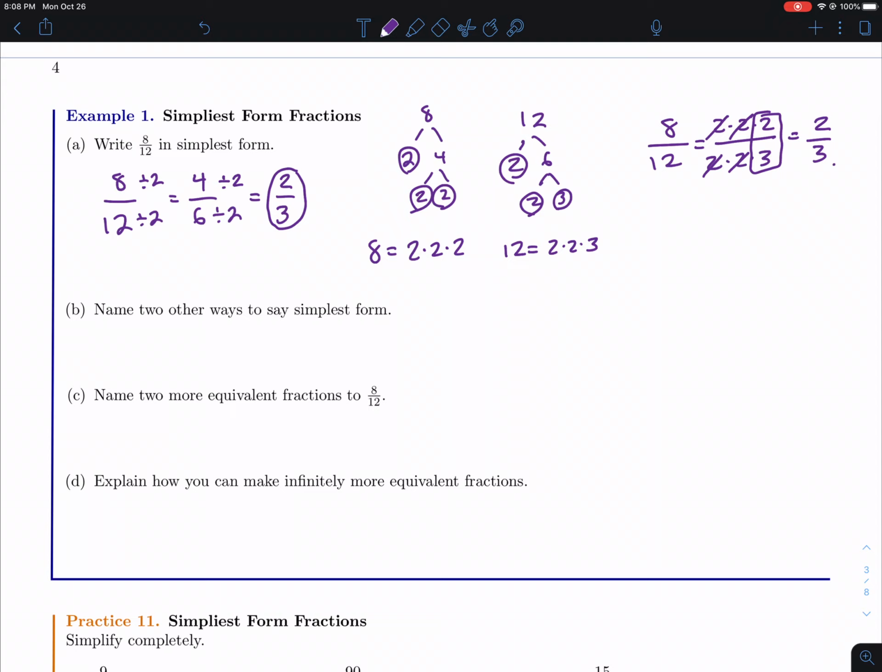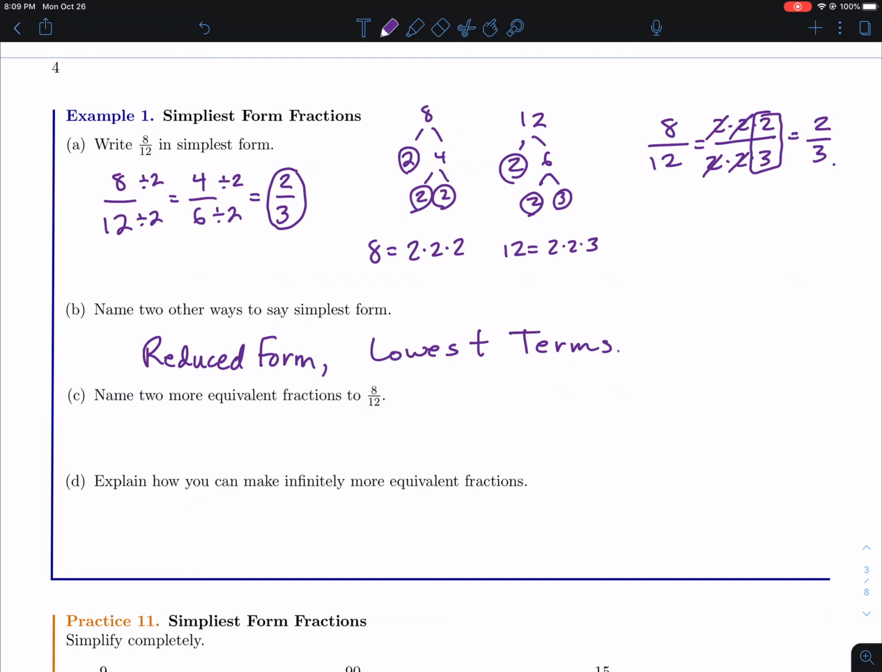All right. So 2 other names for simplest form. Sometimes you'll hear reduced form, which is another word that you'll see when you want to put something in simplest form, or lowest terms is another term that you'll see sometimes as well. So write 8/12 in lowest terms, write 8/12 in reduced form. They all mean the exact same thing. The goal is we want to write it as simple as possible.